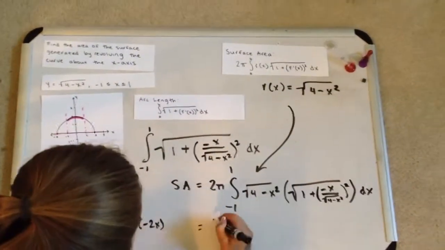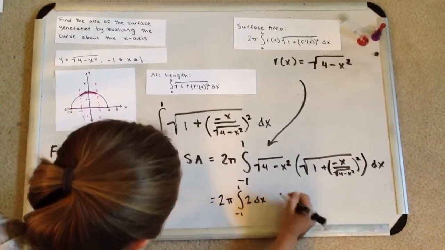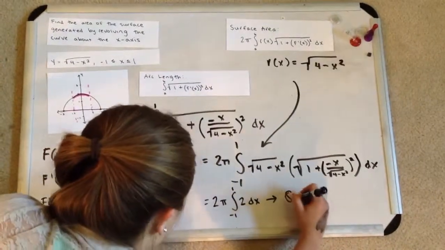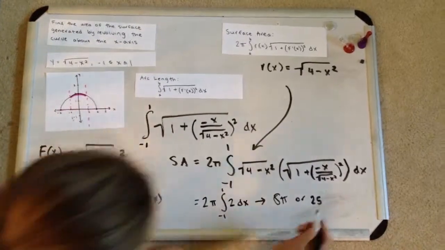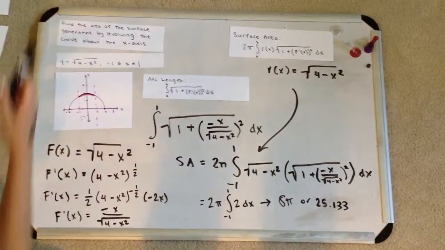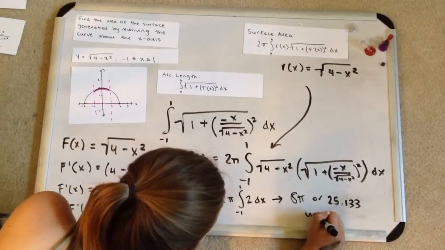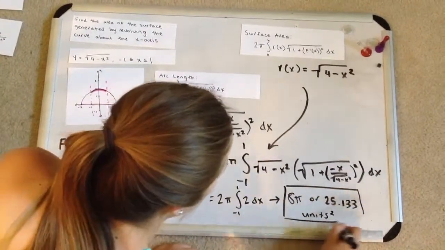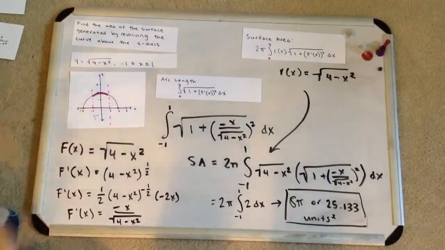And now you could either work it out, and actually in this case it comes out quite nicely to be simply 2 pi times the integral from -1 to 1 of 2 dx, which, if you plug into your calculator or do it by hand, comes out to be 8 pi, or 25.133. Since we are dealing with surface area, it will be 8 pi, or 25.133 units squared. And that is how you find the area of the surface revolved around the x-axis. Thank you.